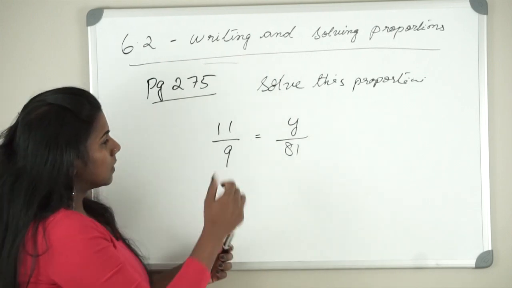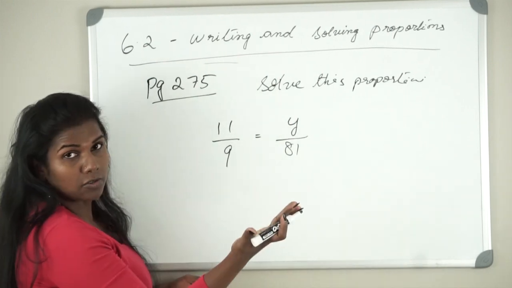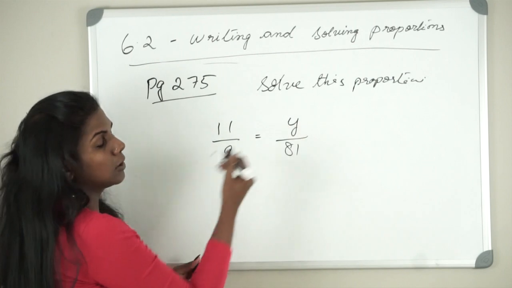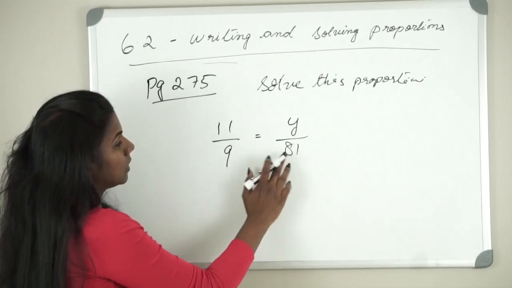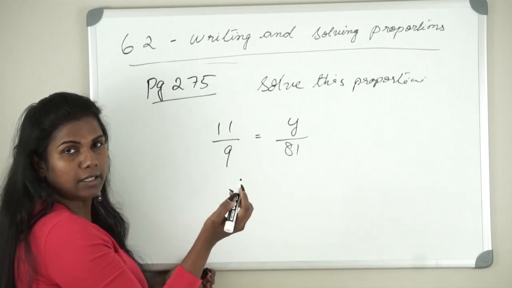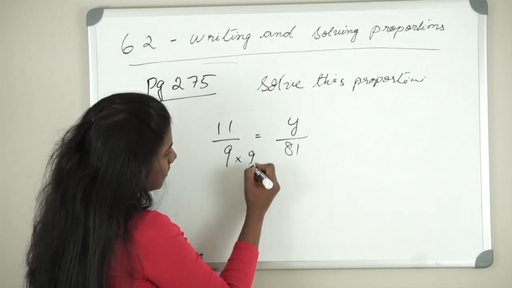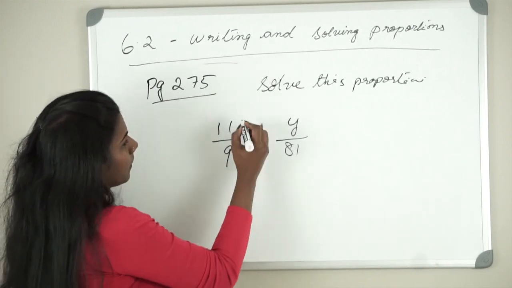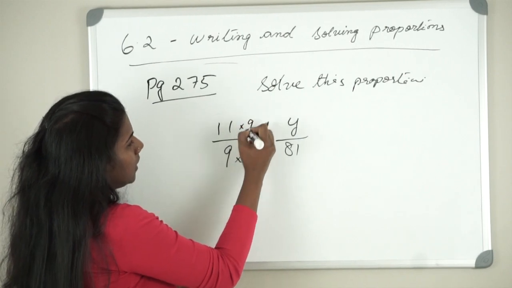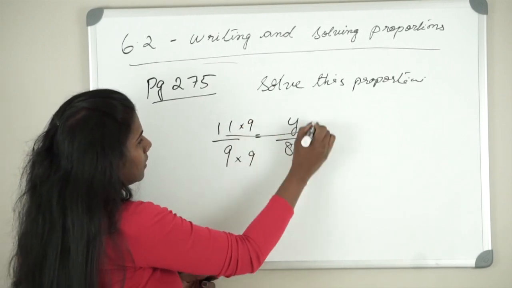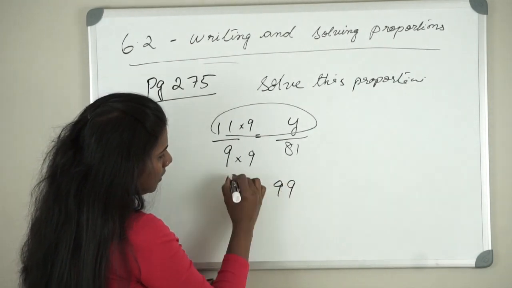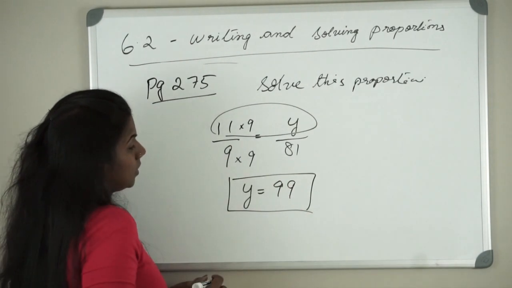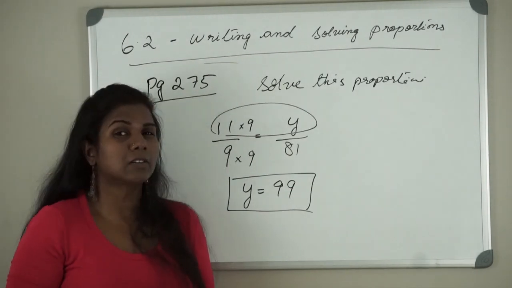Alright, so these are equivalent ratios, that's what they say, and we have to solve for y. So let's see. What can we multiply 9 with to get 81? 9 again, right? So 9 times 9 is equal to 81. So we do the same on the numerator. So that will give you the y. Y is equal to 99. So, hope you are clear on this.